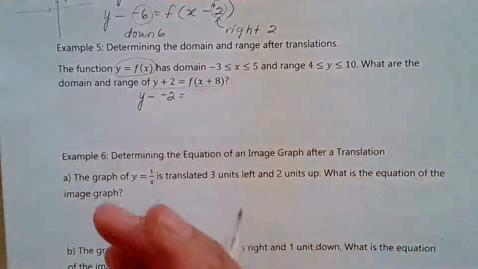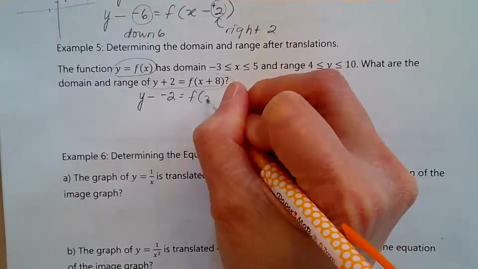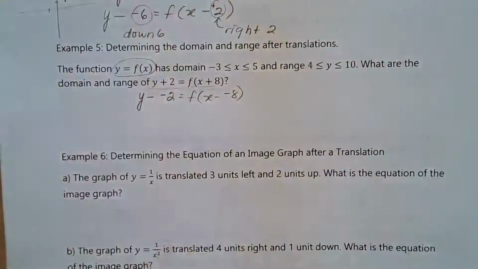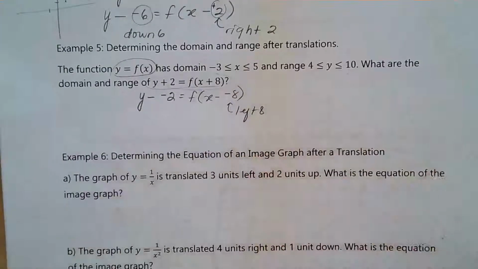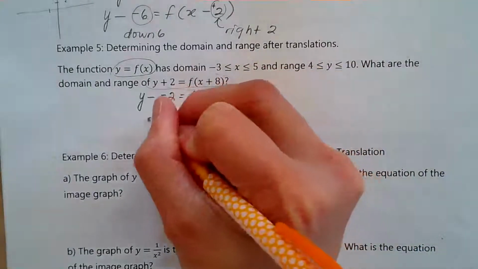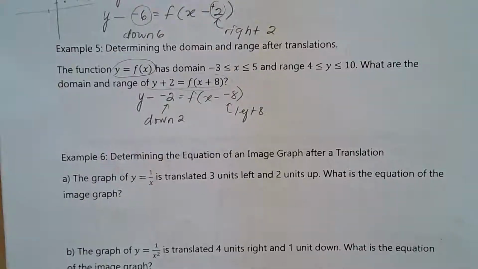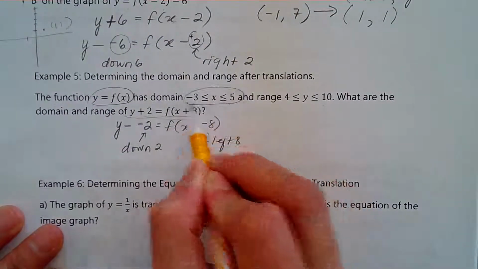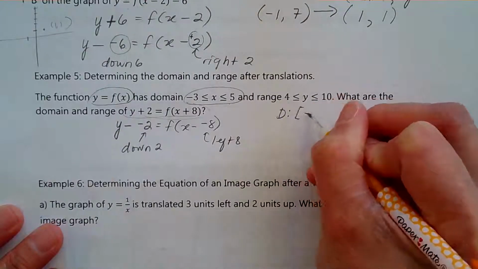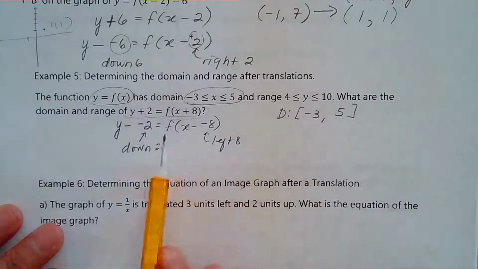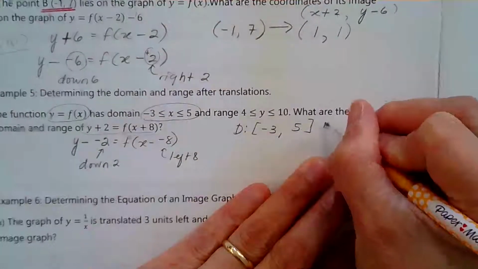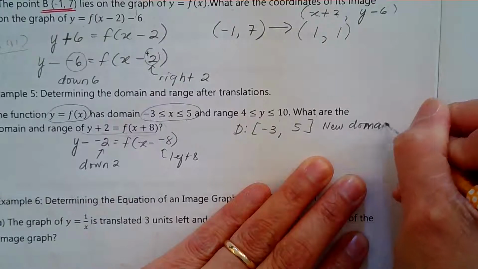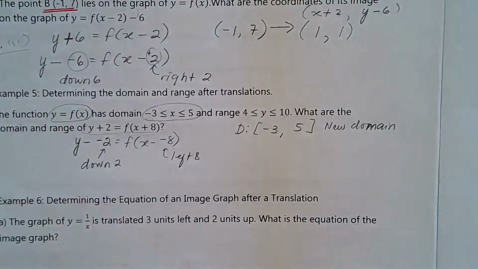Okay, so I'm going to emphasize the y minus k, and then x minus negative 8. So, 8 left, okay. Left 8 and down 2. Let's start with the domain. The domain used to be from negative 3 to 5. Now, because everything is shifted to the left 8, what's the new domain? That means every point got shifted to the left 8. So what would it be?